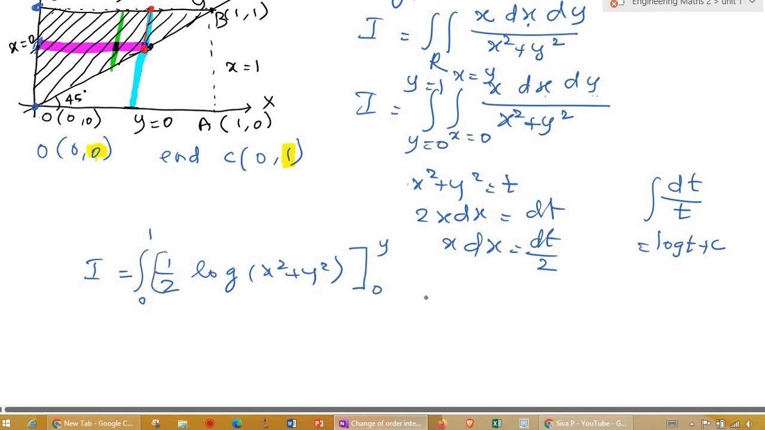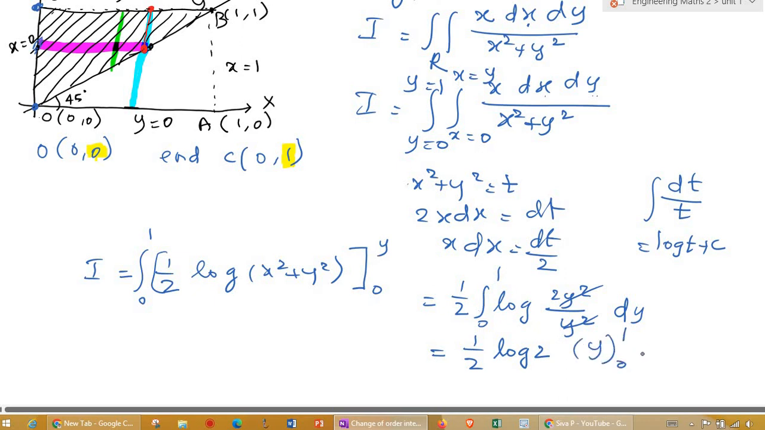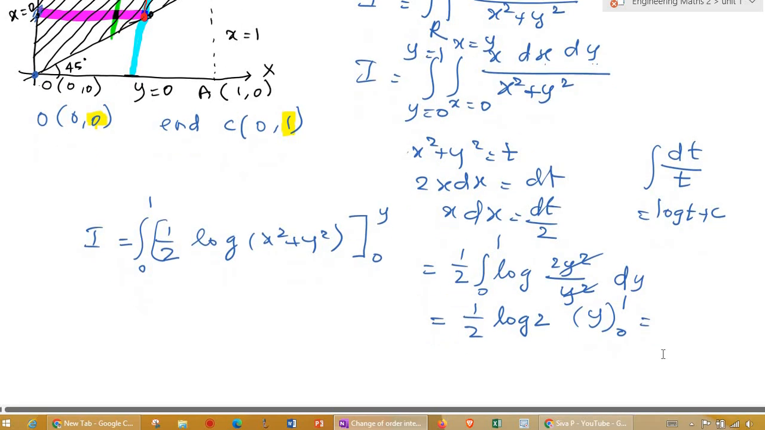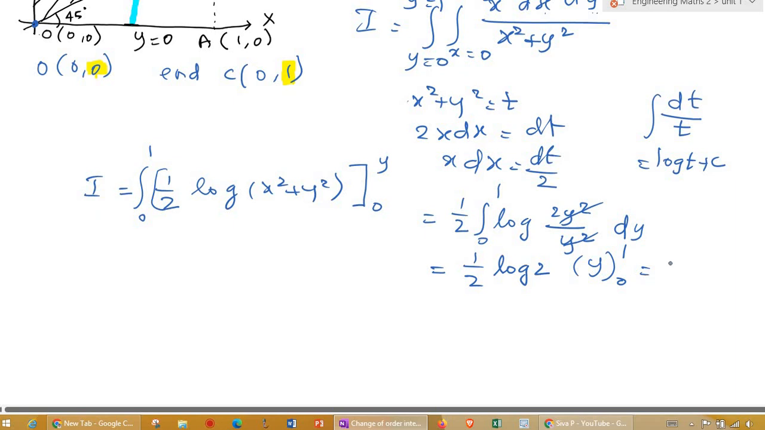Then if you substitute the upper limit and lower limit, we will get 1 by 2 integral over 0 to 1 of log 2y square by y square. The outer integration is with respect to y. So here y square gets cancelled. Log 2 is a constant, we can take 1 by 2 log 2 outside. Integration over 0 to 1 dy is there, na? Then integration of dy is y from 0 to 1, you will get 1. So what is the answer for this? 1 by 2 log 2 is the answer.